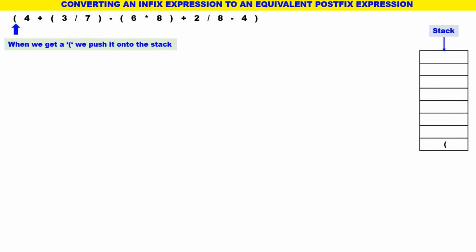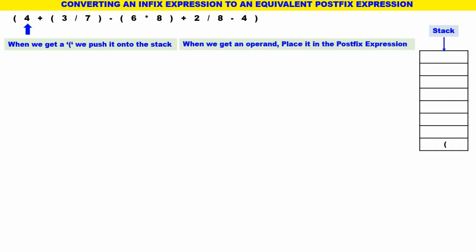Next, let us go to the next symbol. 4 is an operand. Whenever you get an operand, what do you have to do? When we get an operand, place it in the postfix expression. Don't do anything else. Simply place it in the postfix expression. This is the postfix expression. 4 is simply added to it. Very simple. Left parenthesis and operand are very simple. Next, we shall go to the next symbol.